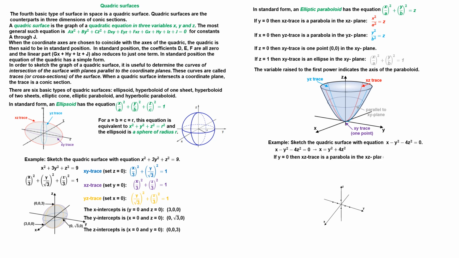If y equals 0, then the xz trace is a parabola in the xz plane. If z equals 0, then the xy trace is a parabola in the xy plane. If x equals 0, then the yz trace is one point in the yz plane. If x equals 4, then the yz trace is an ellipse in the yz plane.